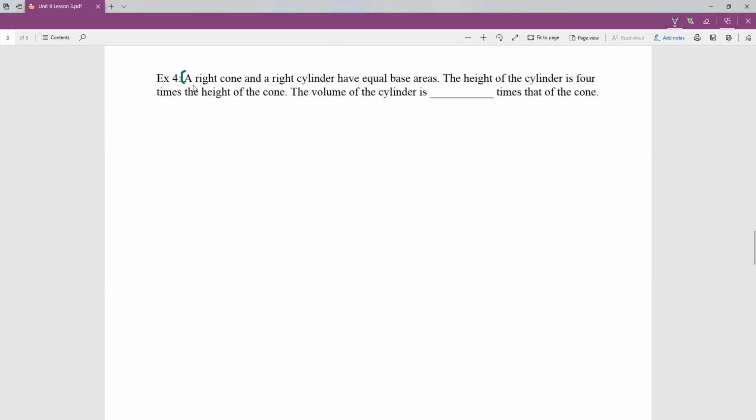So what this means here, a right cone and right cylinder have equal base areas. So that means that pi r squared is equal to pi r squared. So their radiuses are going to be the same. Okay, so the radiuses are the same.